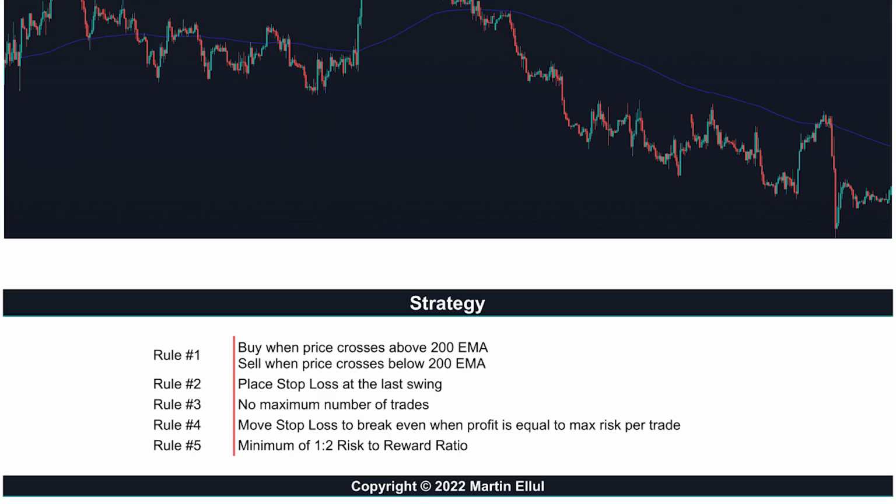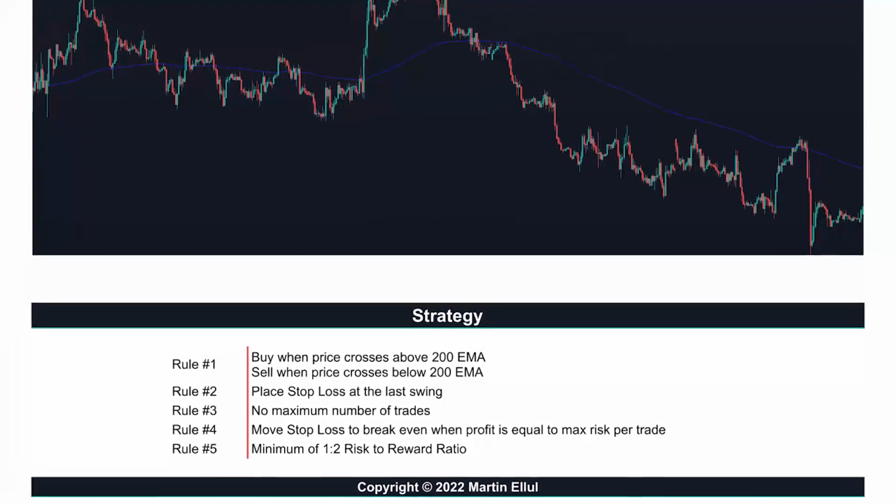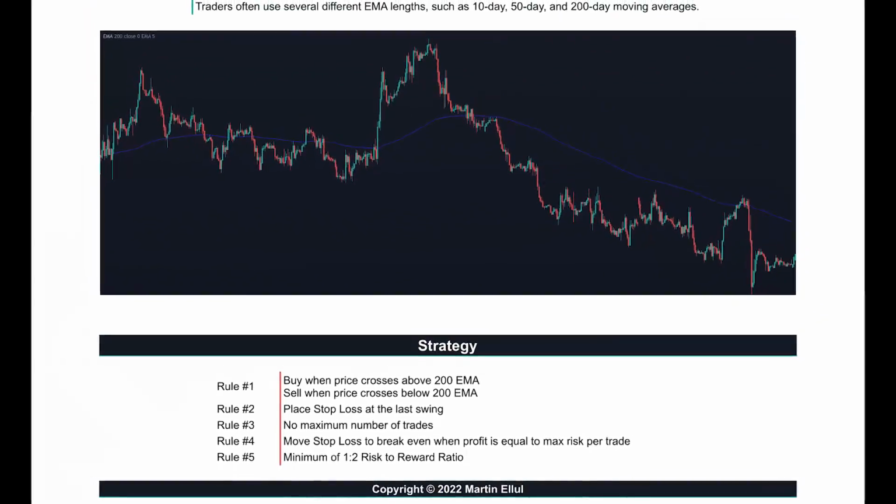And we have a minimum of 1:2 risk to reward ratio. So we put the take profit to the next swing in the direction of the trade, but it has to be minimum 1:2 risk to reward ratio. So let's get on the charts now so I can show you a few trades, and then we'll dive into the 100 trade backtest.